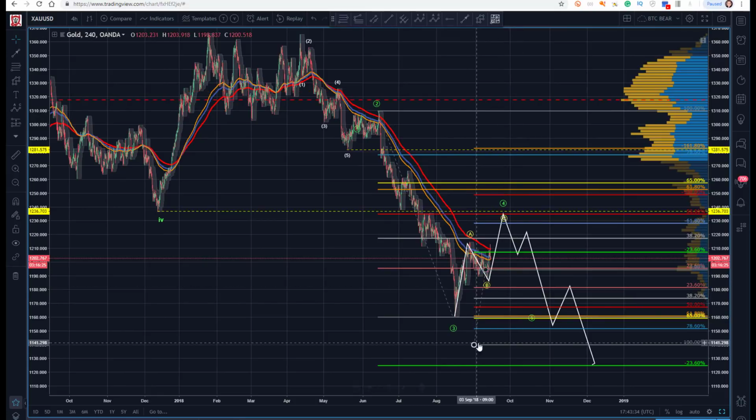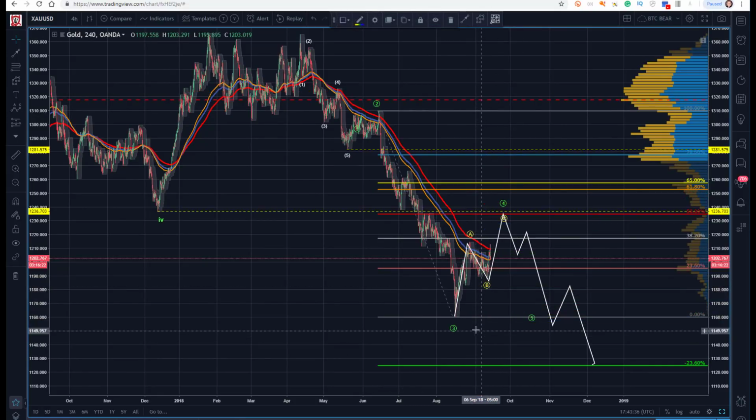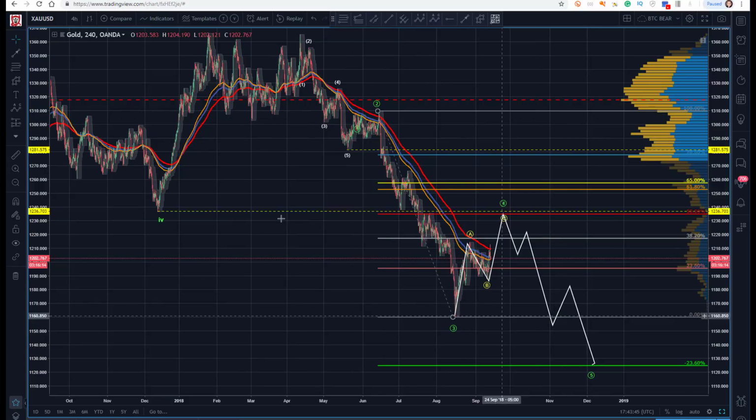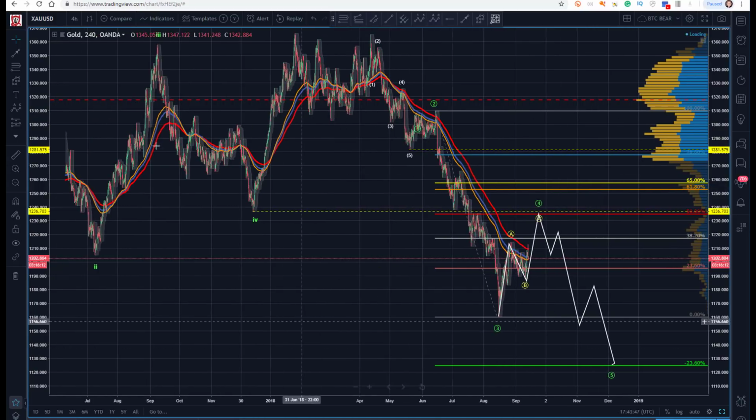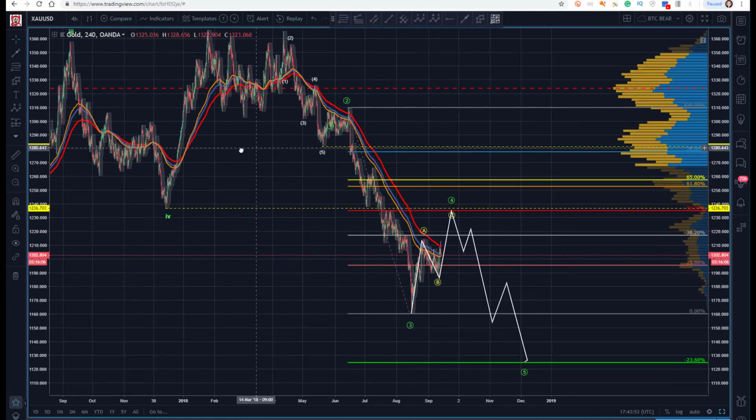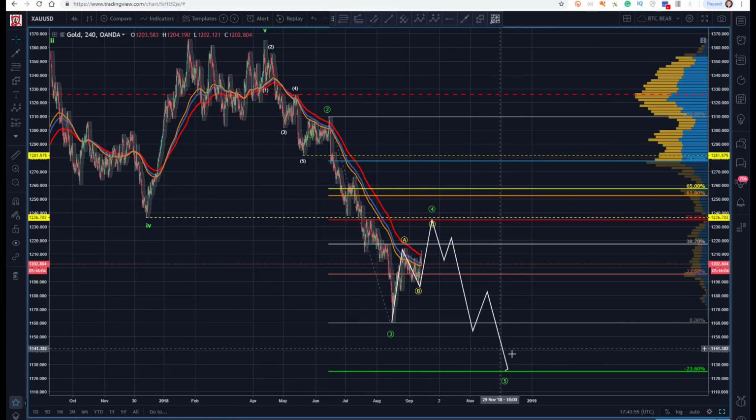So this would be potentially setting us up for our 4, 1, 2, 3, 4, 5. This would come down here. Now we potentially are finishing that. Well, we've got to think about that in the context of the larger degree. If this is all just corrective, then we're likely starting some sort of a new trend down here. So this would be, you know, either an A wave or a 1 wave taking us down.